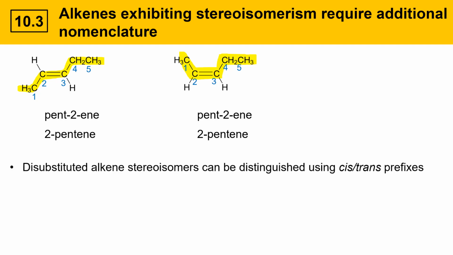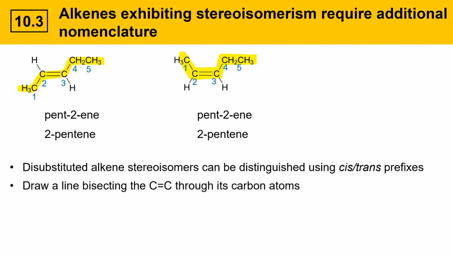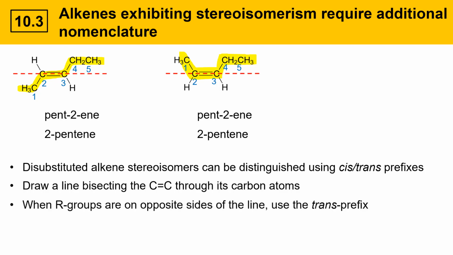Disubstituted alkenes like these can be distinguished using cis and trans prefixes. To do that, draw a line bisecting the C-C bond through its carbon atoms as indicated by the red dotted line shown above. Then, when the R groups are on opposite sides of this line, use the trans prefix. In the upper example on the left, the methyl group and the ethyl group are on opposite sides of the dotted line, so this would get a trans designation.